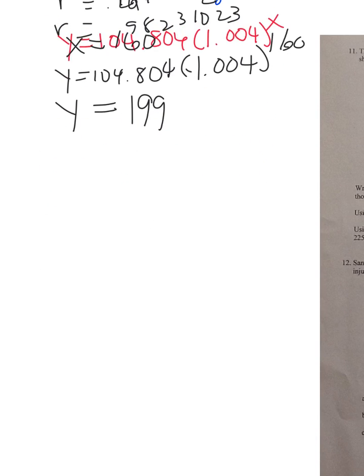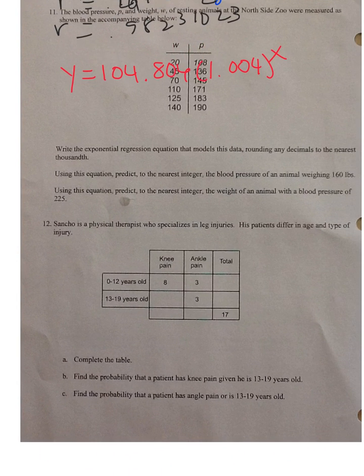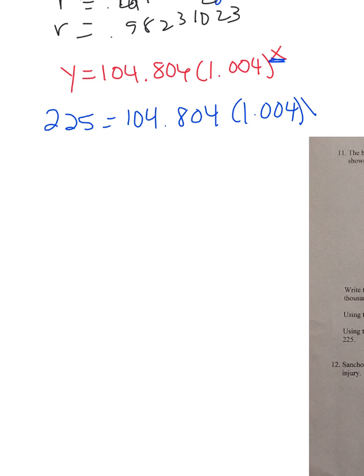Okay, and the last one, I'm going to have to move everything up. I need that equation though. All right, last part, using the equation, predict to the nearest integer the weight of an animal with a blood pressure of 225. So blood pressure being 225, that would be my y is 225. I'm looking for the weight, which means I'm looking for x. Blood pressure is 225 equals 104.804 times 1.004 raised to the x power.